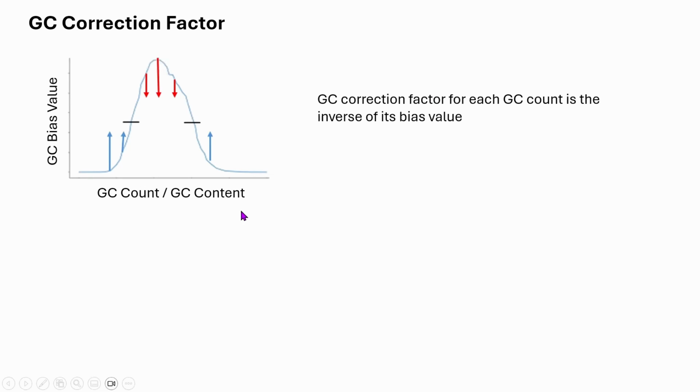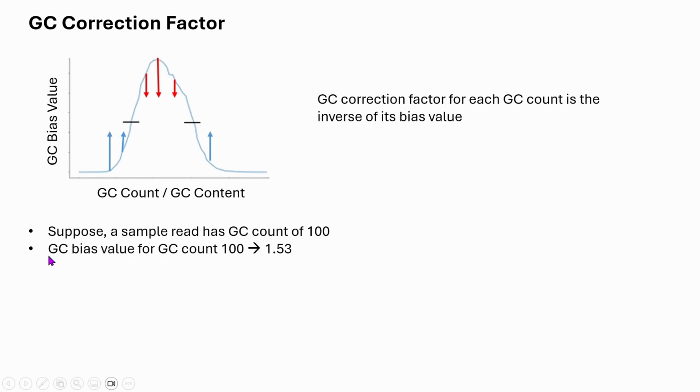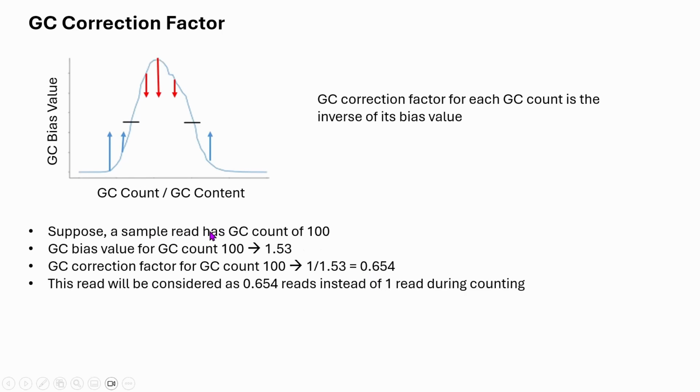So let me explain it with an example. Suppose we have a sample read that has a GC count of 100 in its GC context, and we have a GC bias value for GC count 100 as 1.53. So this is the GC bias value for GC count 100 basically. The correction factor for this will be 1 by 1.53, which is 0.654. That means instead of counting this sample read as 1, we are going to count it as 0.654. That means we are deliberately undercounting here.